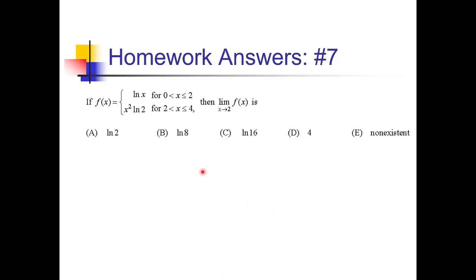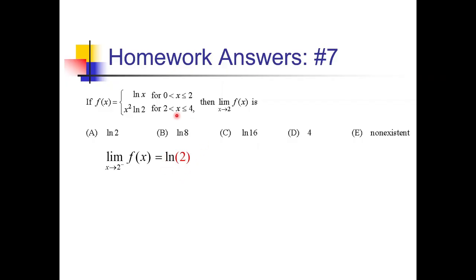For this problem, I'm trying to find the limit as x approaches 2 of this piecewise function that's got some interesting parts in it. Now notice that 2 is the border value between these two different rules in here. That means I have to find both a left and a right side limit at 2 and then compare those. So for the left side limit, I'm going to plug 2 into this first ln of x function. So I'm doing ln of 2 in that case. And I can't really do too much beyond just simplifying that. And I actually can't even simplify it. I mean, ln of 2 is just ln of 2.